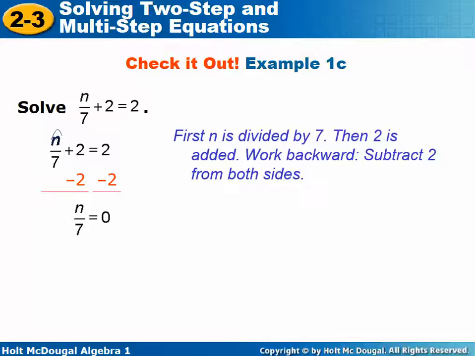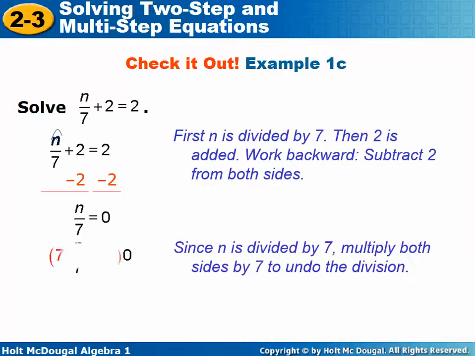We have to do the opposite, the inverse operation, which is to multiply by 7. But 7 times 0 is 0. Anything times 0 is 0. So we end up with 0 for an answer.